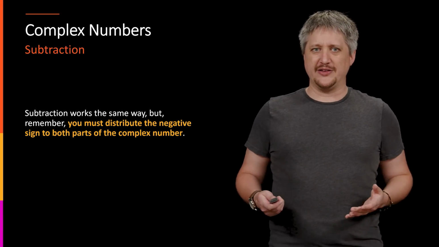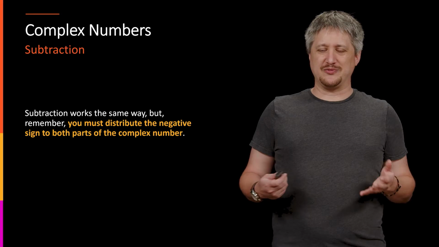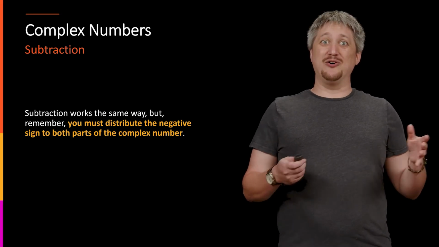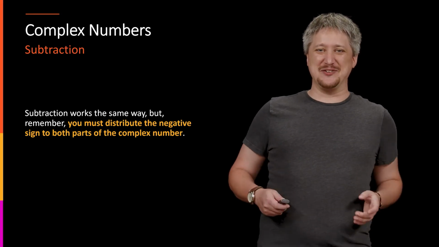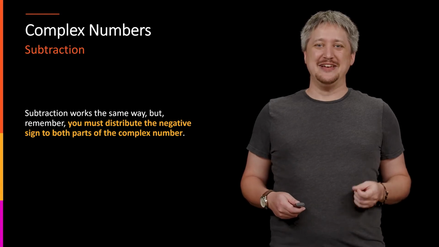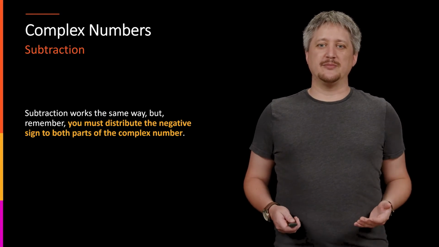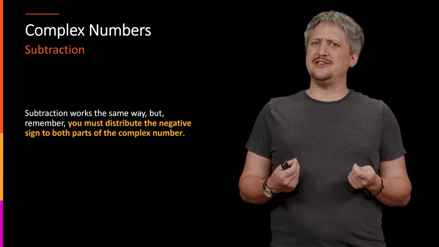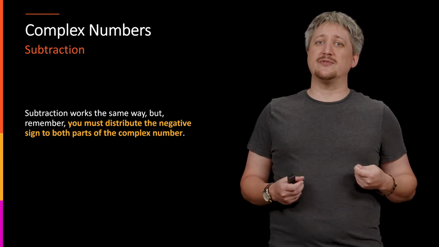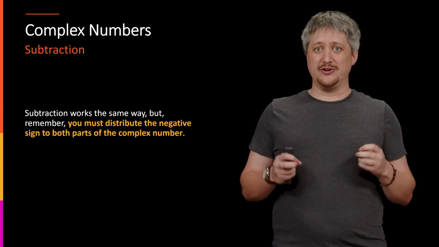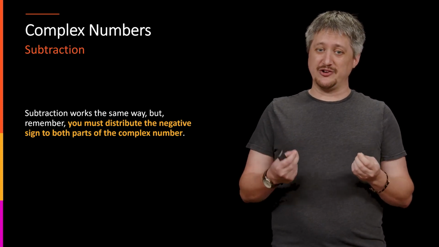This shouldn't be terribly surprising, because subtraction is one of those things you learned a long time ago, many moons ago, back with arithmetic, that you could make subtraction into plus a negative. Same thing goes for complex numbers. The only tricky thing is that you have to make sure you distribute that negative, because now your number is actually two different numbers, the real part and the imaginary part.